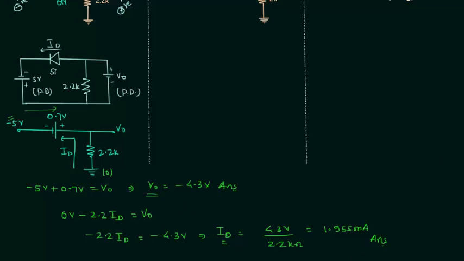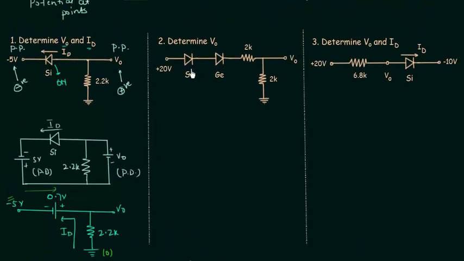In the second problem, there are two diodes. First diode is a silicon diode and second diode is a germanium diode. Plus 20 volt is the potential at this point. So direction of current will be like this. Let's say ID is the current. Direction of current is similar to the direction of the arrow. So both the diodes are forward biased, and I will replace them with their equivalent models.